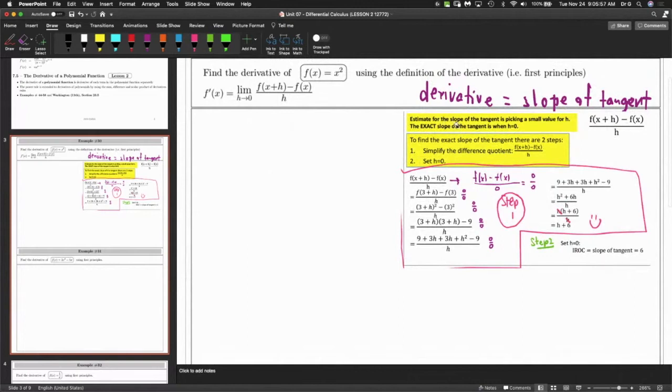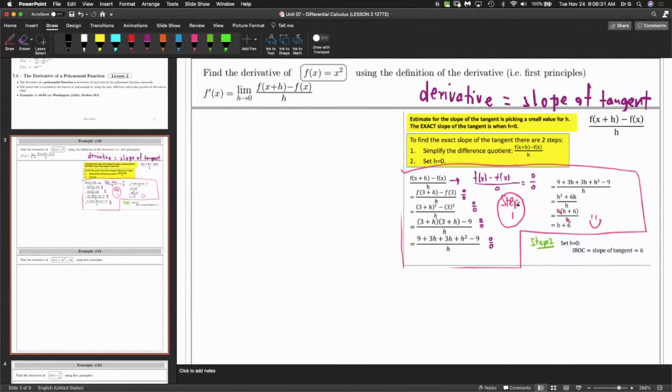We said estimate the slope of the tangent, and then forget about the estimate. We talked about getting the exact slope. So we simplified that difference quotient and set h to 0. So you see the working parts here. We see this f of x plus h minus f of x over h, which is exactly what you have here. And then instead of saying step 1 and step 2 with set h to 0 as a second step, you can combine them together into a single limit expression right here. So that's what we're doing.